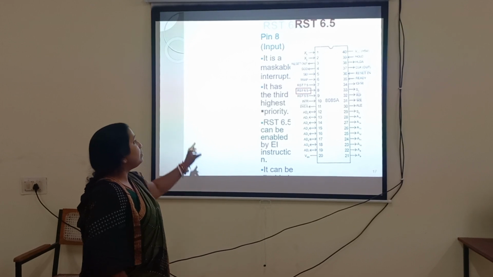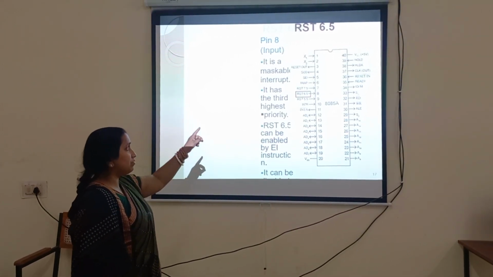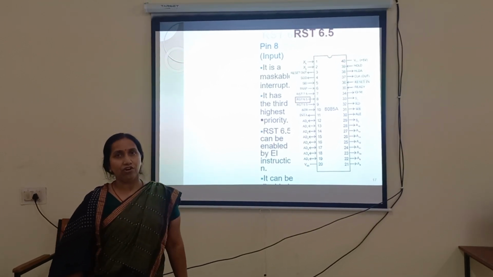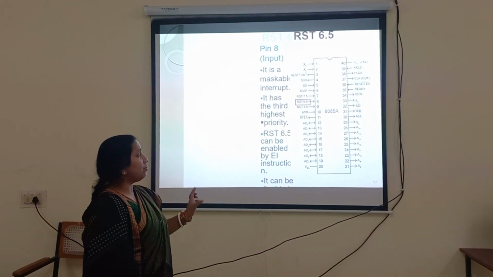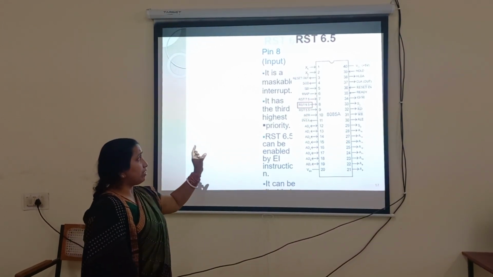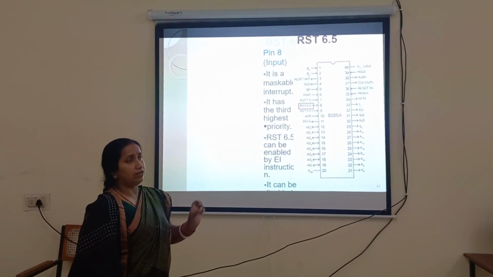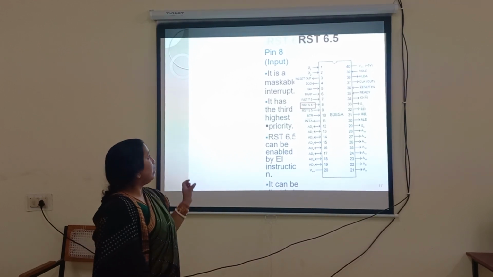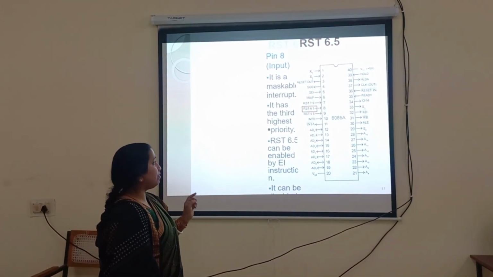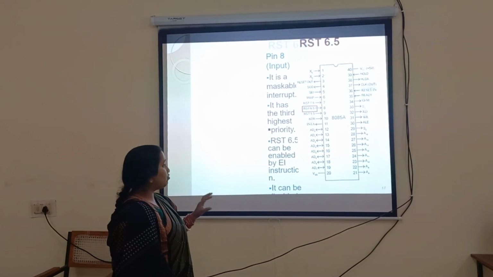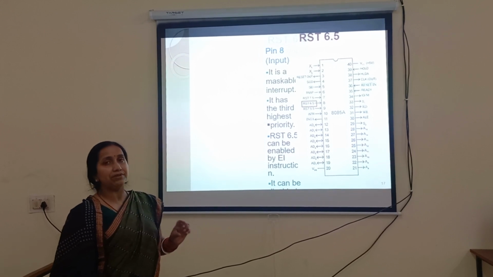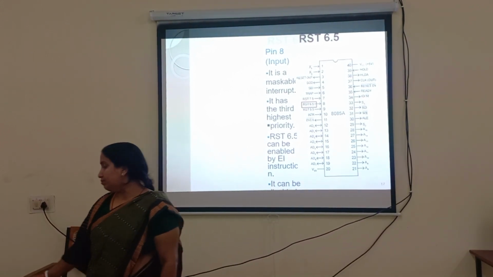The next is pin number 8, which constitutes RST 6.5. RST means reset or restart. Here 6.5 is assigned by the microprocessor to a memory location, and it is a maskable interrupt with the third highest priority. It can be enabled or disabled by the EI instruction. EI stands for enable interrupts.